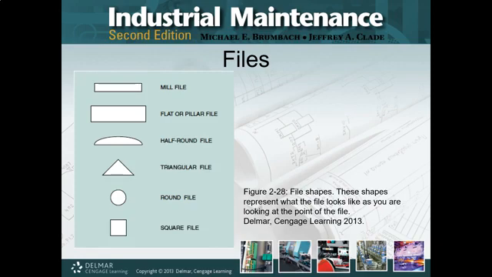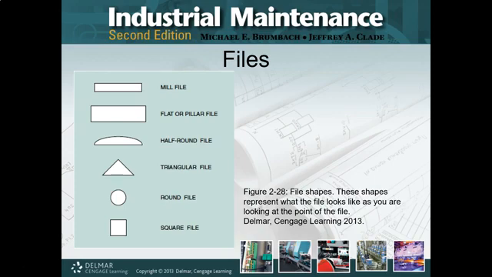This is the profile, the cut cross-section of what a file looks like. So we've got a mill file, relatively thin profile, and then we've got the flat or pillar file, the chunky monkey of the mill file. We've got the half round, because it's half round. Triangle file, round file, and square file.